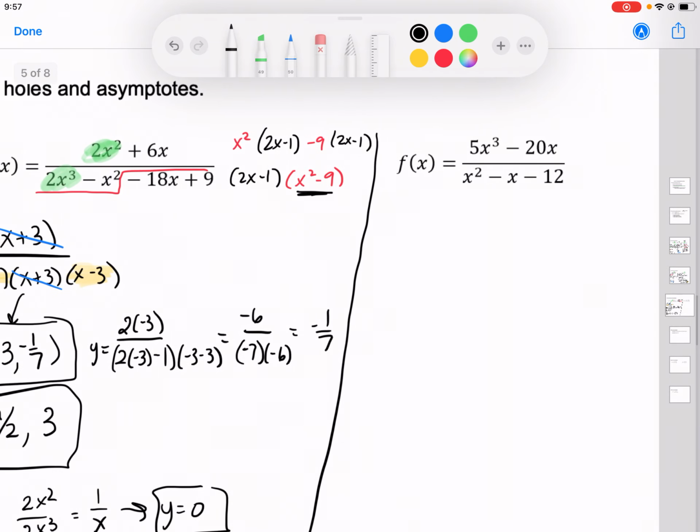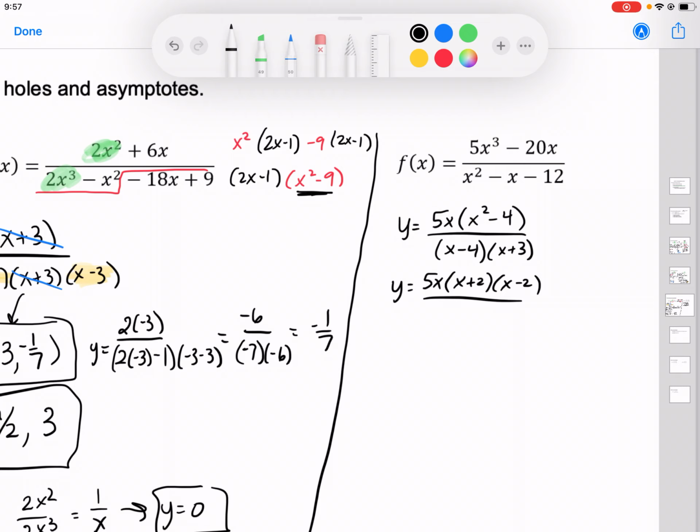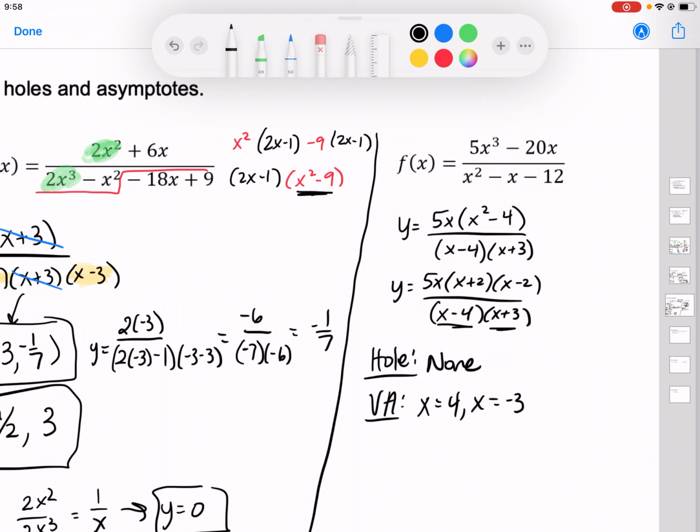Let's do another one. So next one, we're going to factor 5x. Take a 5x out and you get x squared minus 4. And then we get x minus 4 times x plus 3. And the numerator factors a little bit more. And we're ready to go. So no holes. That's unfortunate. Not really, but holes are kind of fun. So we get x equals 4, x equals negative 3, because we're looking at the denominator for the vertical asymptote.